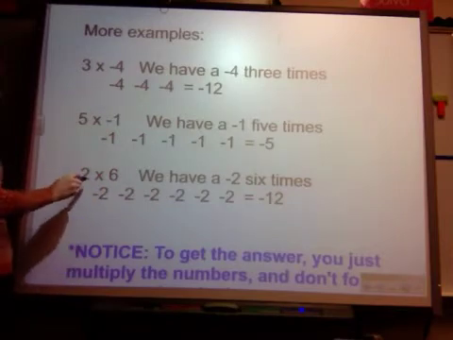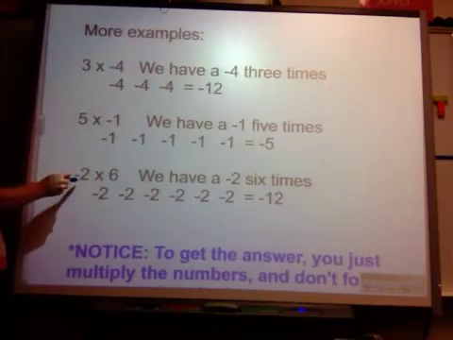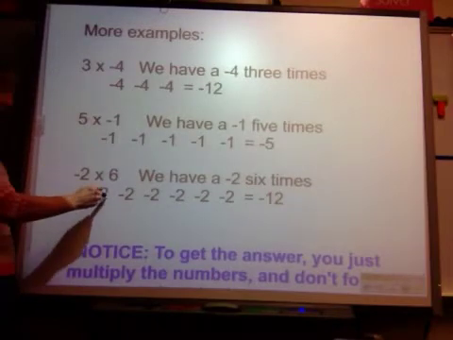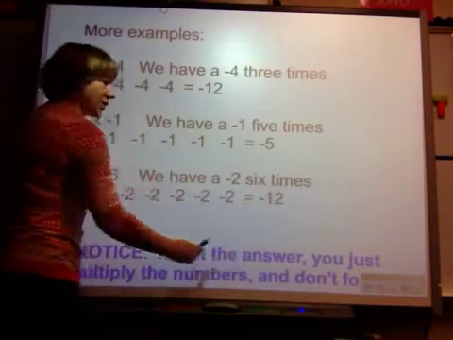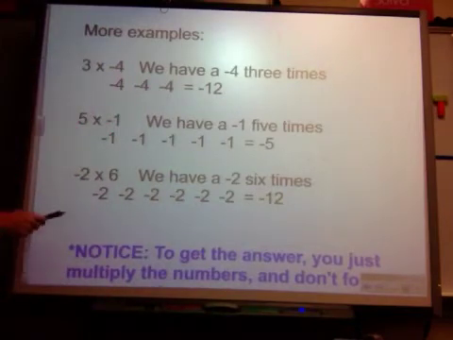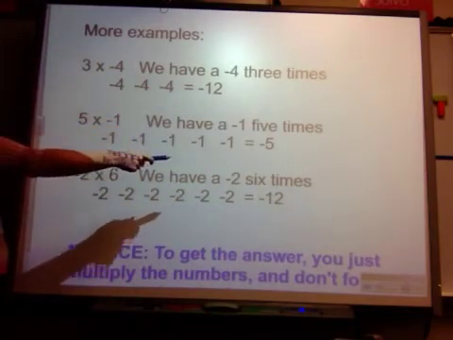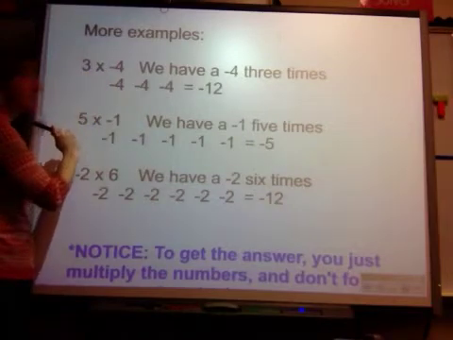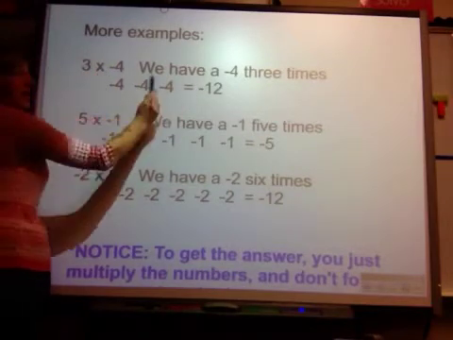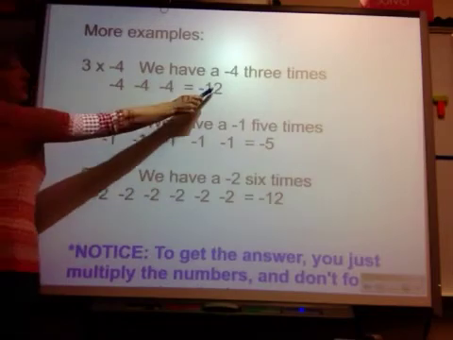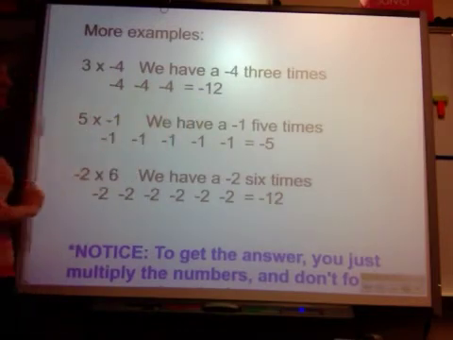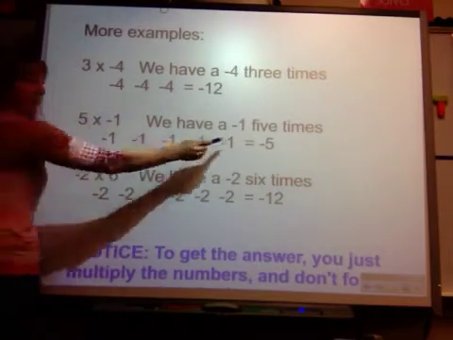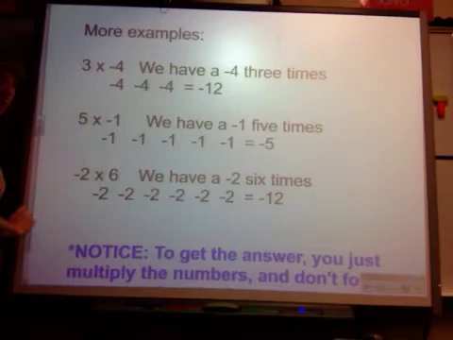Negative 2 times 6. I have negative 2, and I have it 6 times. That's one way I could look at it. So I have 6 negative 2s, which gives me a total of negative 12. And notice, every time I'm getting the answer, I'm just multiplying the two numbers as I previously have in the past, but I'm taking that negative sign with my answer. 3 times 4 is 12. A negative gives me a negative answer. 5 times 1 is 5. A negative in the problem gives me a negative answer, and so on.